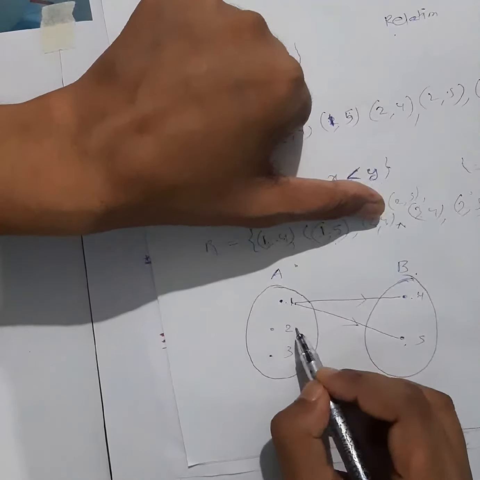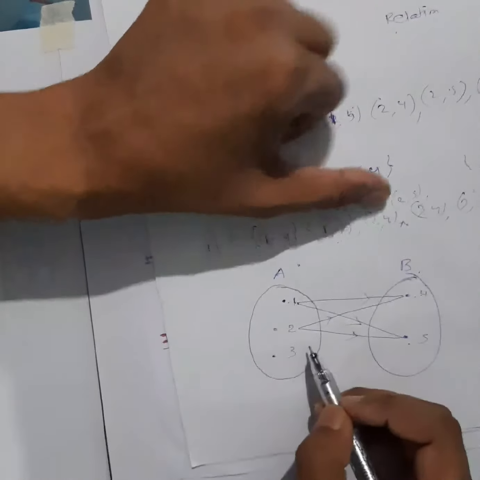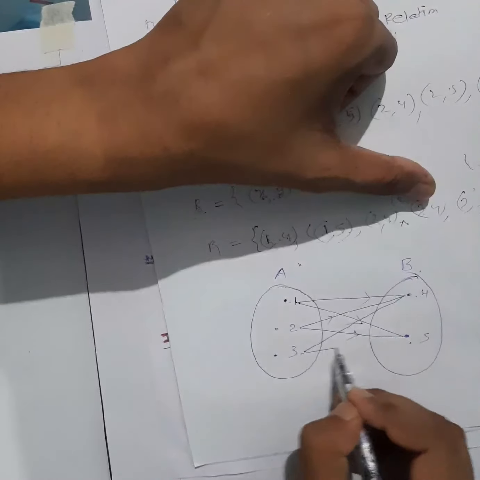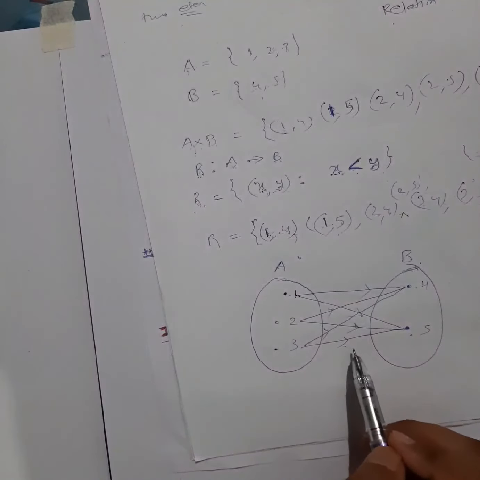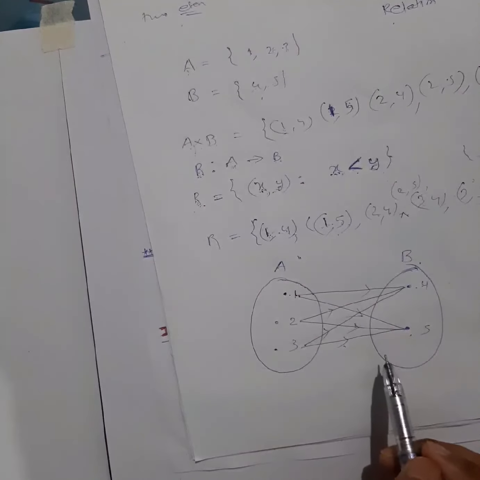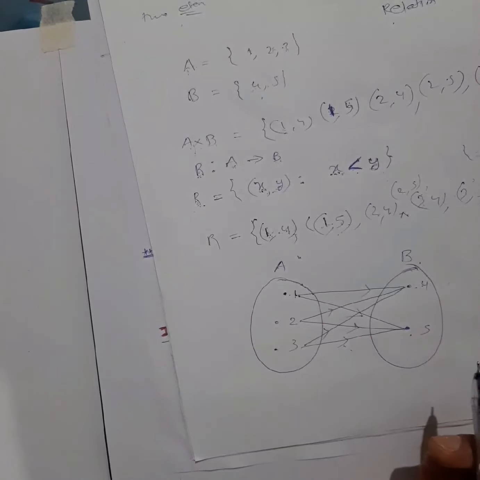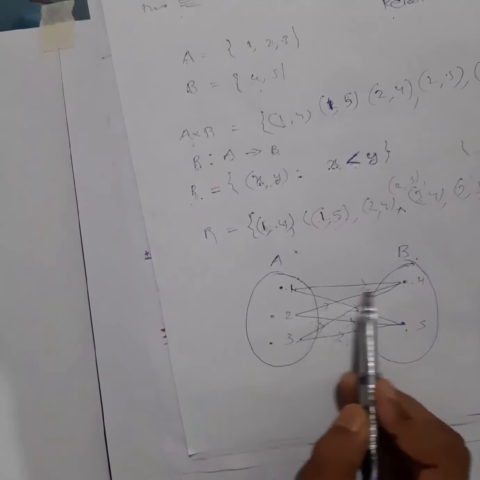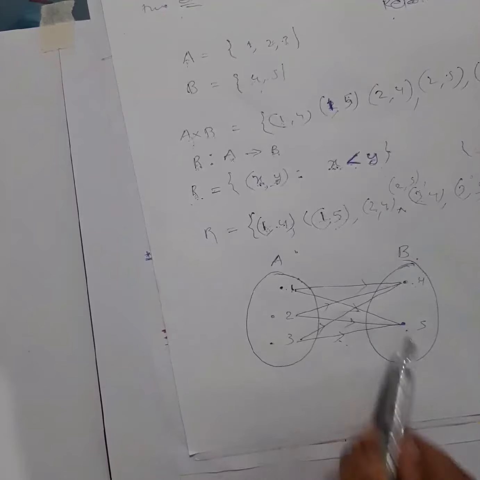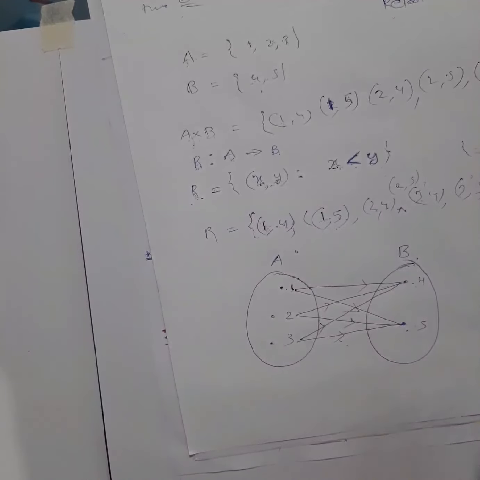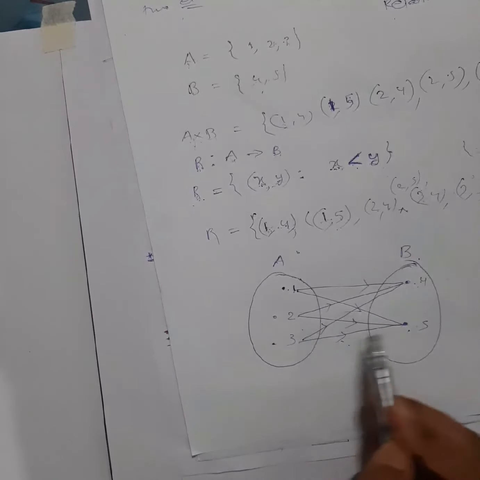Okay, 2 is related with 4, the arrow diagram will be drawn like this. 2 is related to 5, drawn like this. 3 is related to 4, 3 is related to 5. So the arrow diagram is drawn something like this. So this is called the visual representation of the relation set, or the arrow diagram, where each arrow implies a relation. 1 and 4 have a relation, 1 and 5 have a relation. 2 and 4, 2 and 5. 3 and 4, 3 and 5. So this is the visual arrow diagram.